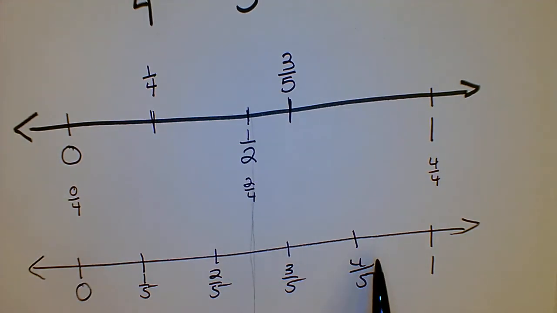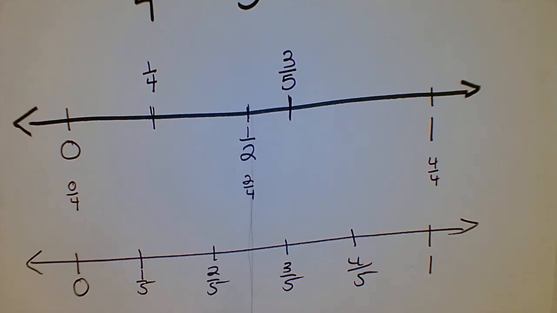So now what you can see is that if I'm talking about fifths, 1/5 is between 0 and 1/2, closer to 0. 2/5 is between 0 and 1/2, closer to 1/2. 3/5 is between 1/2 and 1 whole, closer to the 1/2. And 4/5 is between 1/2 and the whole, but closer to the whole. So again, I keep reviewing this. This is something that you really need to get comfortable with and hold on to in your memory.